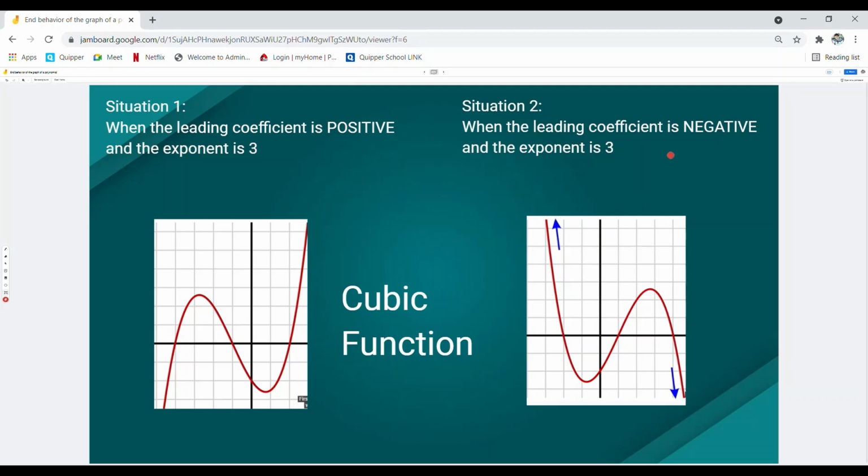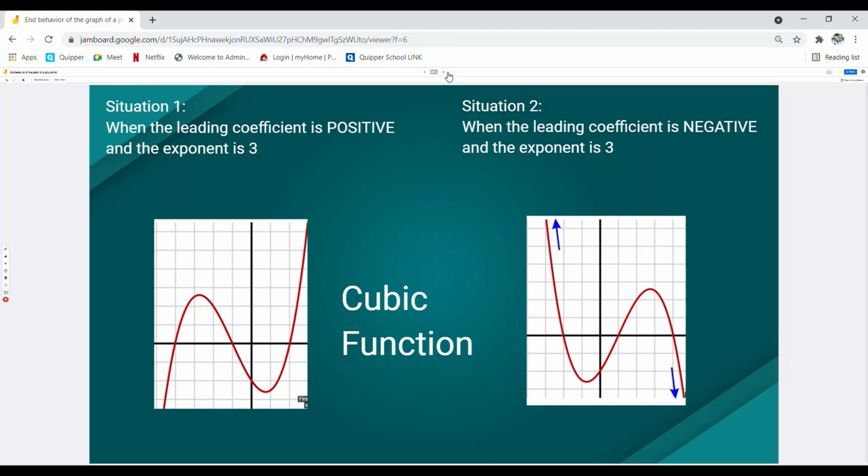What about if the leading coefficient is negative? If it's negative, this will be the end behavior: right goes down, left goes up. You can compare. Positive, it's the right that goes up. Negative, it's the left that goes up. Okay, so you can check that out.